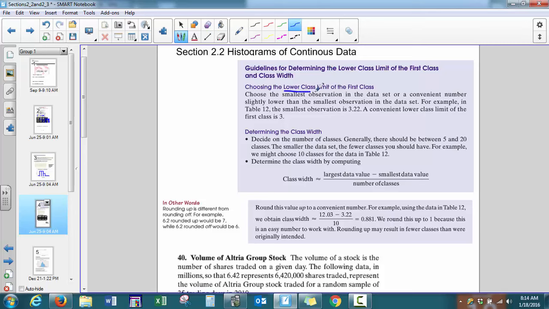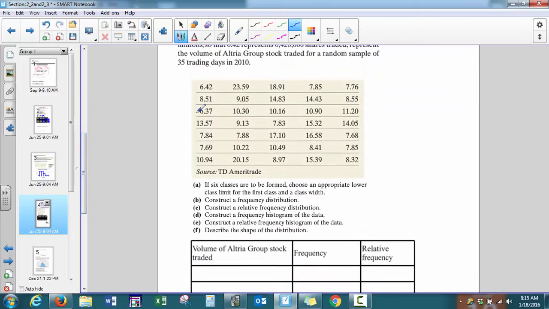This is called our lower class limit for our first class. Your class is just a row. The technique that the book describes is to find the smallest data value in your data set and then pick a number slightly below that number. So if we look at our data set, our smallest value is 6.37. So the lower class limit of the first class, and remember your class is represented by rows, would be 6. We found the smallest number, and we're picking a number slightly below it.